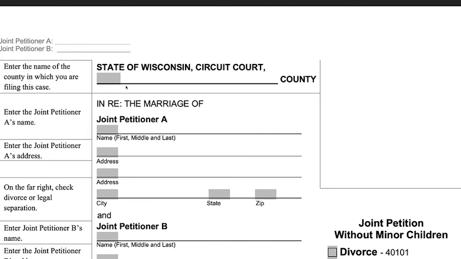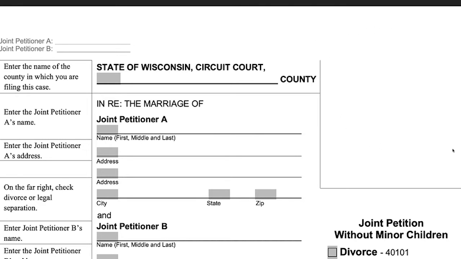Then you move on to what county you will be filing in. Residency requirements for the state of Wisconsin are that you have lived in the state for 6 months prior to filing, and in the county where you file, you need to have lived there for 30 days before you meet all the residency requirements. So when you're filling in the county that you're filing in, make sure it's the county that you've lived in for 30 days.